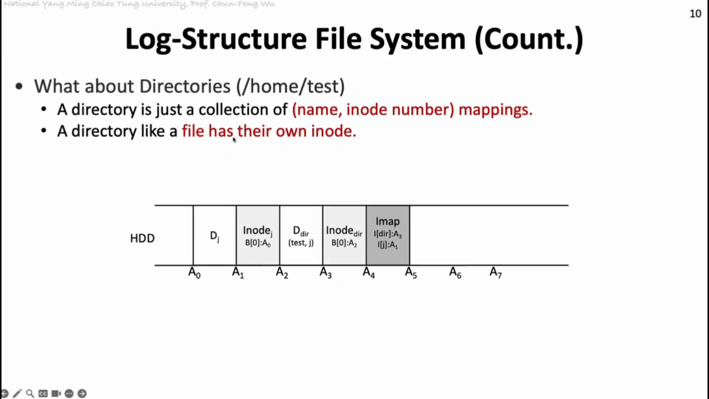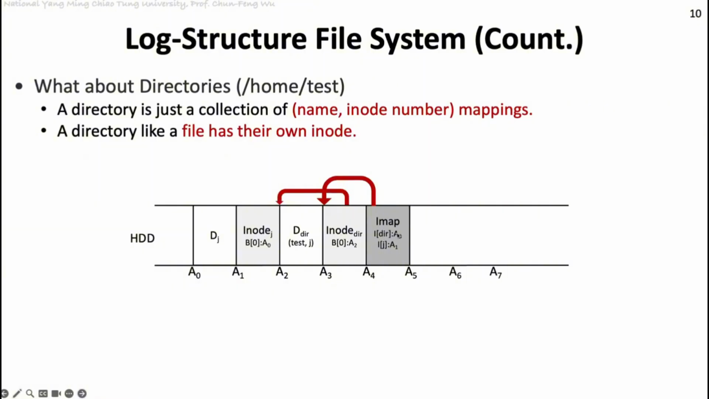A directory, like a file, has its own inode. So these are things you already know. In this example, inside the inode map there are two different kinds of inode: one for the directory and one for the data itself. By parsing the inode map, we can get the first directory from A3. This is for the directory, so it should be /home. And A1 is for the test, the data about the test.